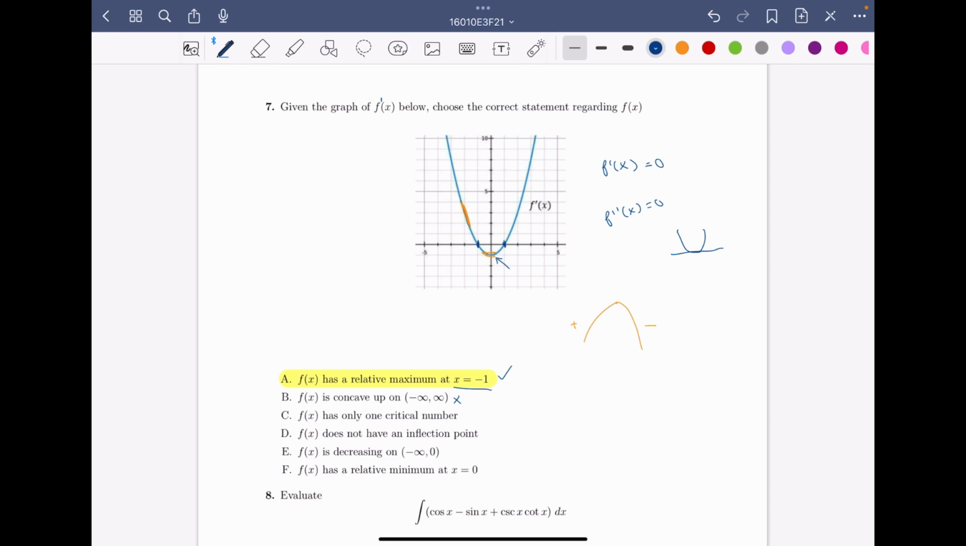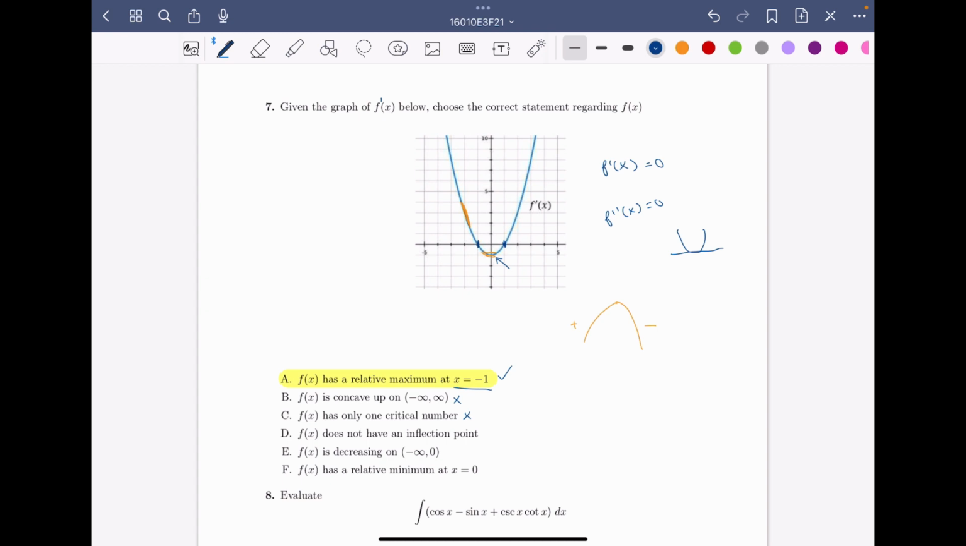So f of x only has one critical number. Again, we talked about this when we first looked at this. Wherever f prime of x equals 0, there is where there will be critical points. You can see in here that -1 and 1 are critical points, so there's more than one critical number, so that's false. F of x does not have an inflection point.